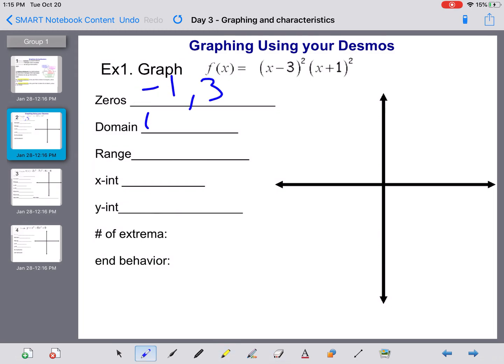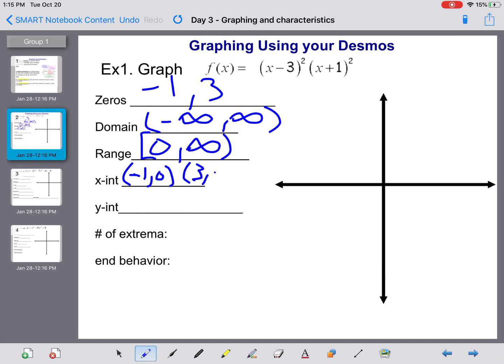Our domain is going to be all real numbers. Our range is going to go from our value of 0 all the way to positive infinity, and we're going to include 0. Then we said we had x-intercepts at (-1, 0) and (3, 0), and a y-intercept that we found at (0, 9). You could also find that by plugging in 0 for x and solving.